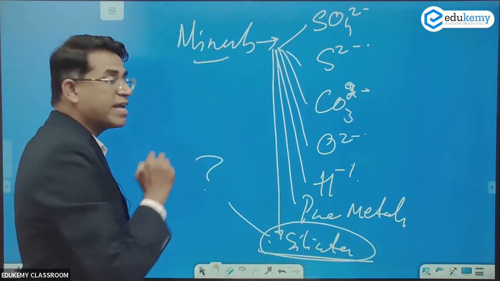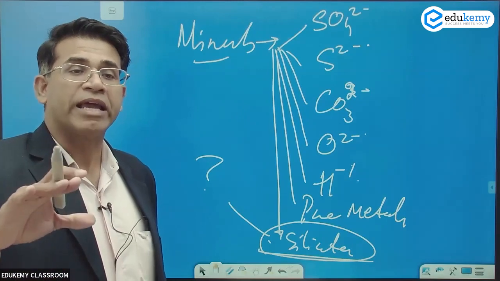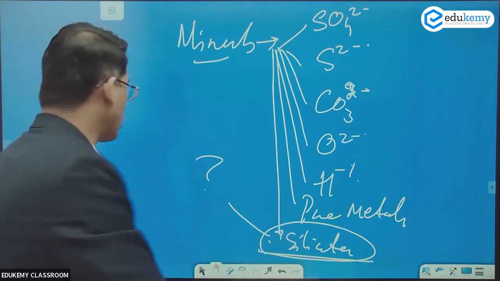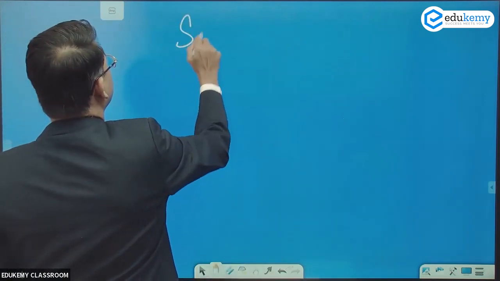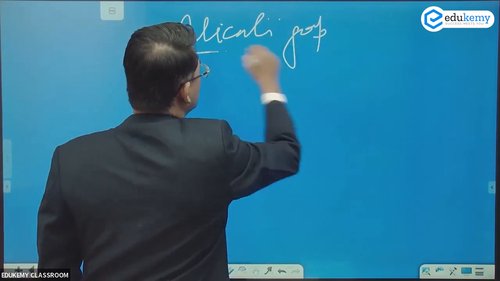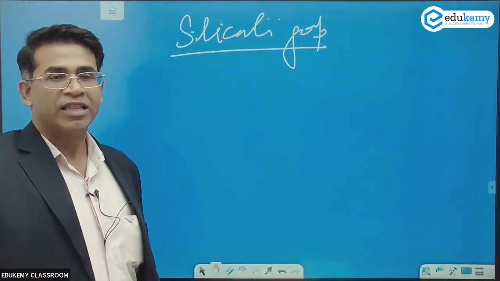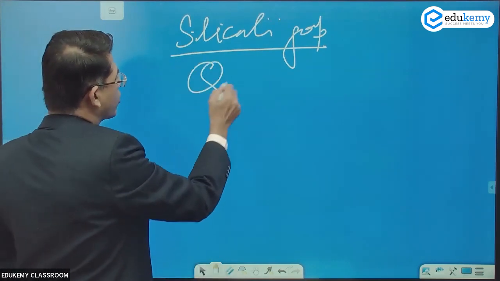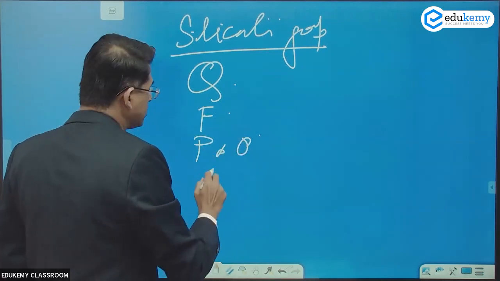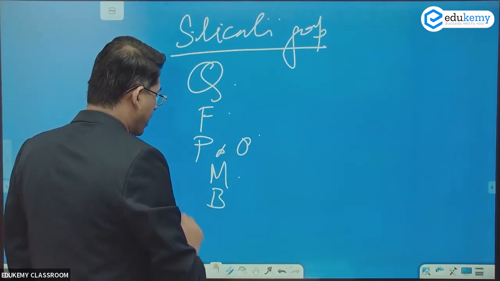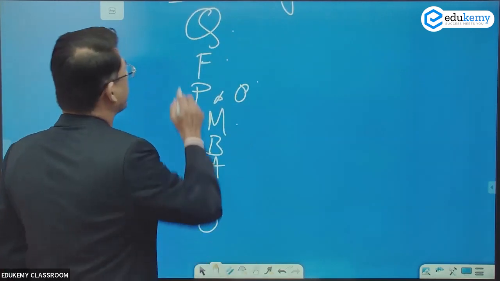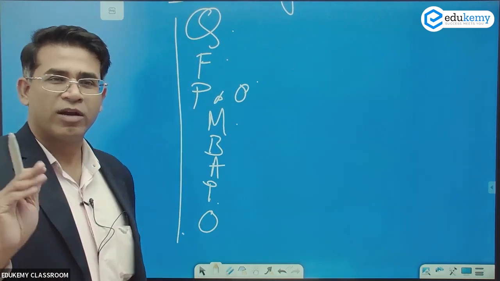Why are silicates more important for us? Because silicates are relatively more abundant in the upper layers. In the silicate group of minerals, do you know the names now? We have quartz, feldspar, plagioclase and orthoclase, muscovite, biotite, amphibole, pyroxene and olivine. Will you remember this, all of you?